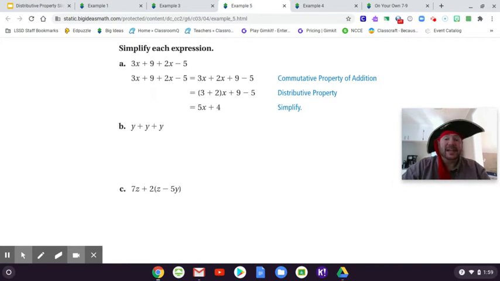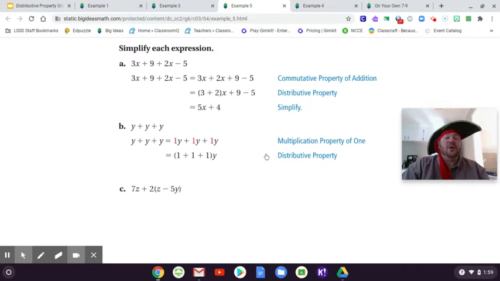Okay, B is actually a little easier. You have to remember there's an invisible coefficient in front of each of these y's. So what is y plus y plus y? You might be tempted to say y to the third, but it's not. It is just 3y. So remember, and this is a simple property, the multiplication property of 1. When you multiply something by 1, it's still the something. So we have 3 y's all added together. 3y, done.